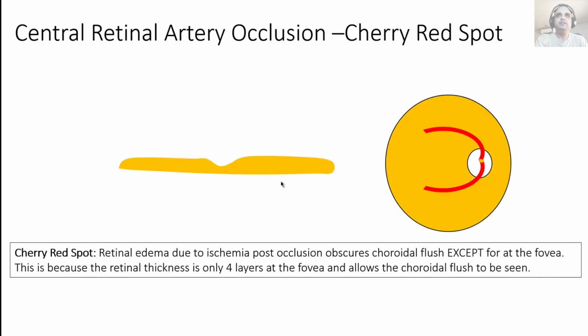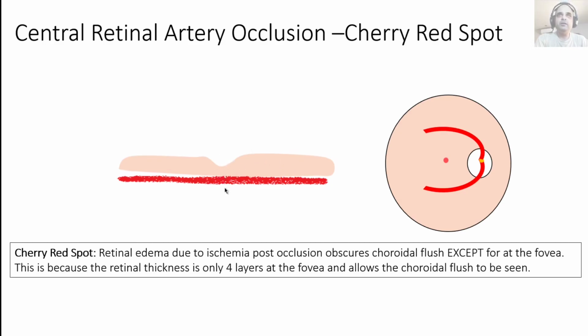So if I can go back, this is the normal retinal thickness, and this would be the thickness in response to an occlusion simply because of necrosis and edema. And the fovea does increase in thickness, but relatively less as compared to the rest of the retina, and not enough to block the choroidal glow from coming through, and thus you have the cherry red spot.